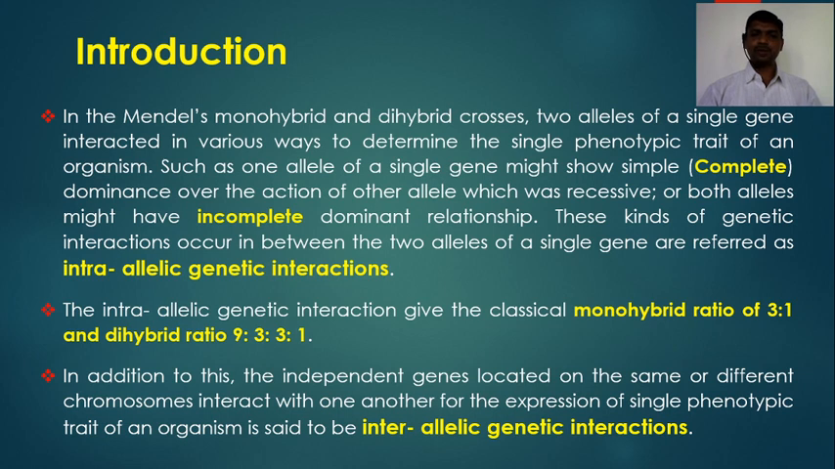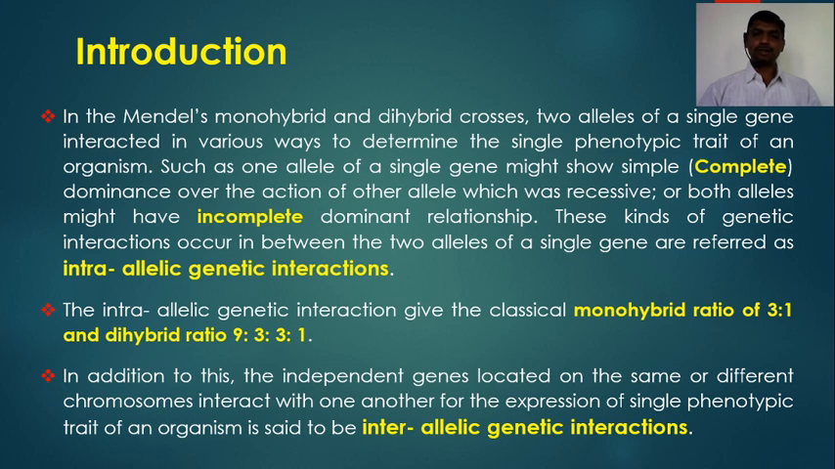In this chapter we are going to study interallelic genetic interaction. These interactions take place between independent genes located on the same or different chromosomes. When these genes interact with one another for the expression of a single phenotypic trait of an organism, it is said to be interallelic genetic interaction, while intraallelic genetic interaction takes place between the alleles of a single gene which are located on the same chromosome.